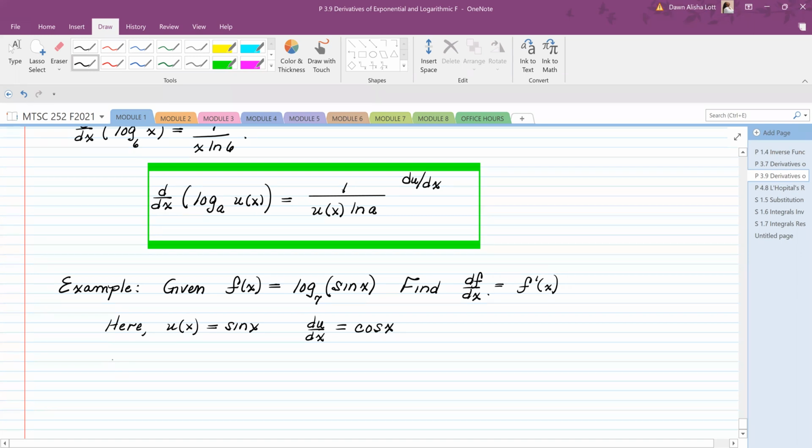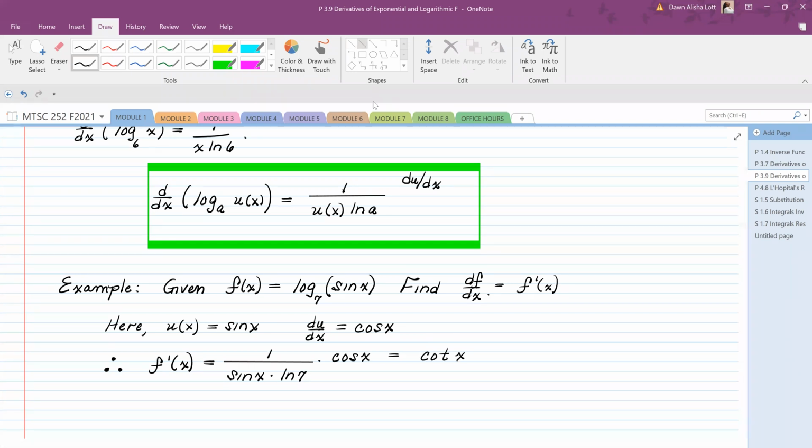So therefore, these three dots mean therefore, f prime of x is 1 over u of x, which is sine x, times the natural log of 7, times the cosine of x. So this becomes the cotangent of x over the natural log of 7.